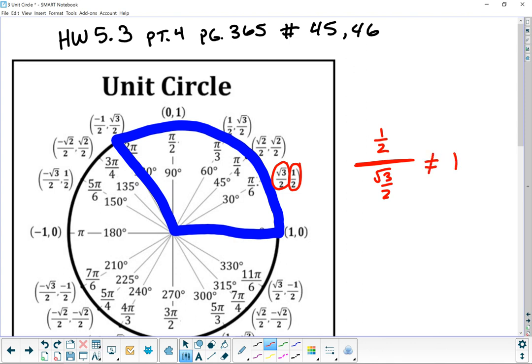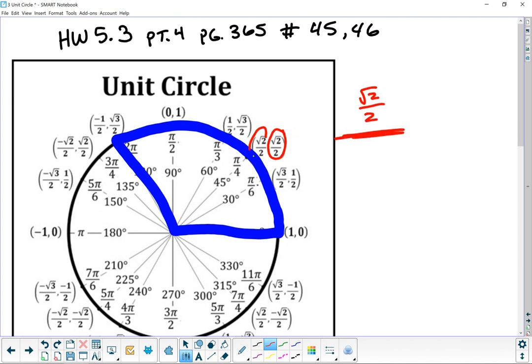And same thing for these two. If I divide them, the only way I'm going to get a 1 is if I have the same thing, and neither of those are the same thing. So the only way that this is going to work is if I have exactly the same thing. So radical 2 over 2 over radical 2 over 2. Okay, that will give me 1. So my first answer is pi over 4.